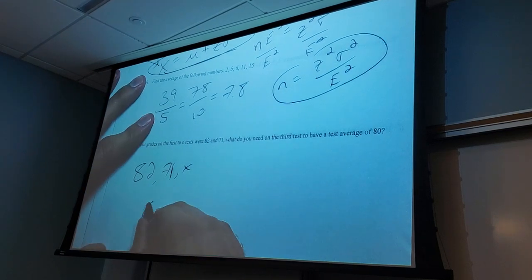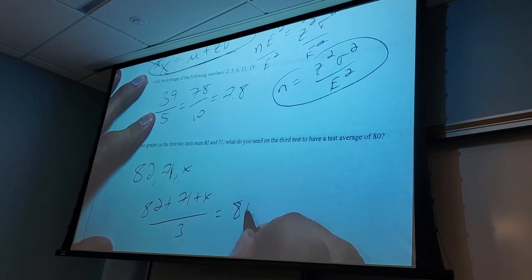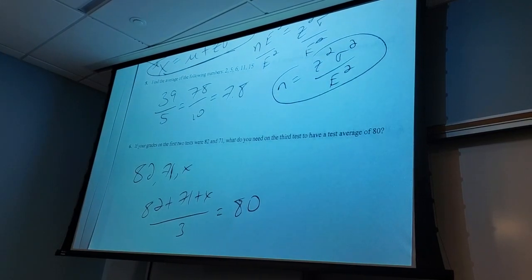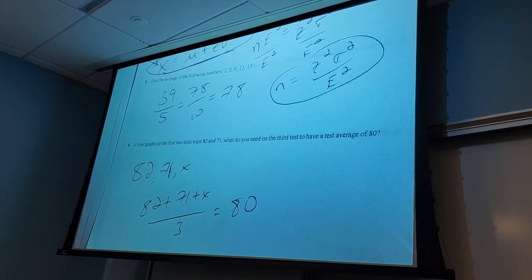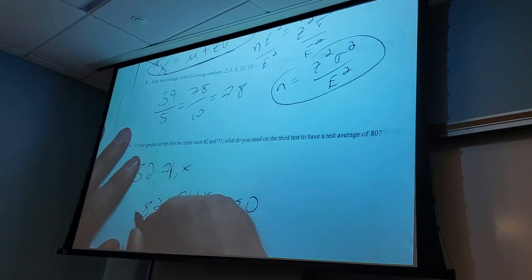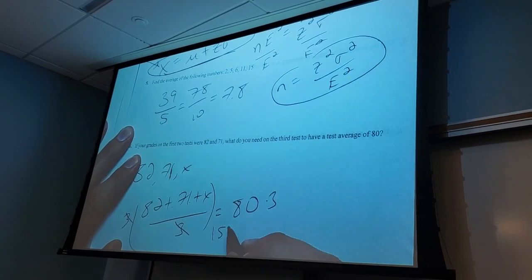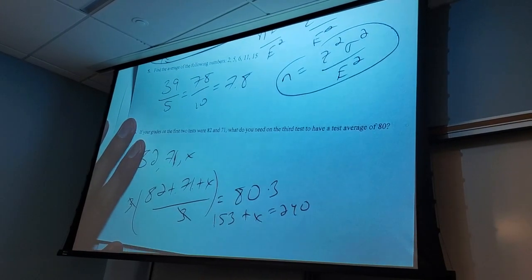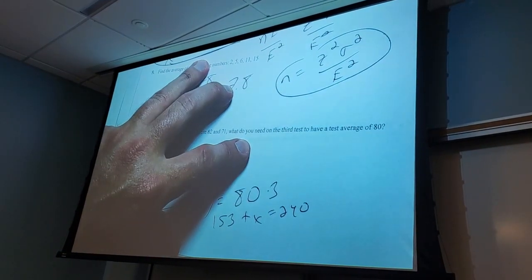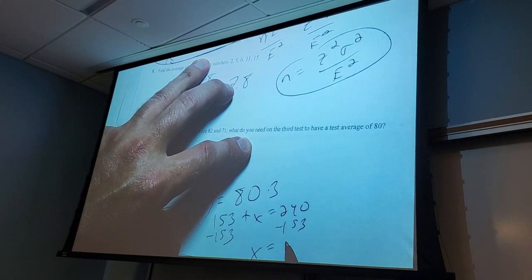So how do I find the average? Add them up, divide by the number of them, and you get the average. But we already know the average is 80, right? Now you solve it. We've already solved equations like this. What's the first step? Multiply by 3, to kill the fraction. So you get 82 plus 71 is 153, plus x equals 240. So then they were one step away. What do you do then? Subtract 153, and you get 87.